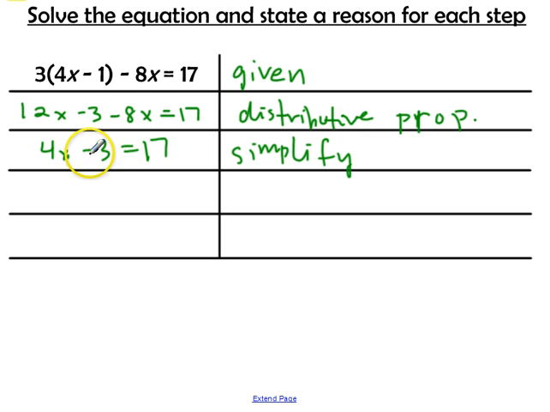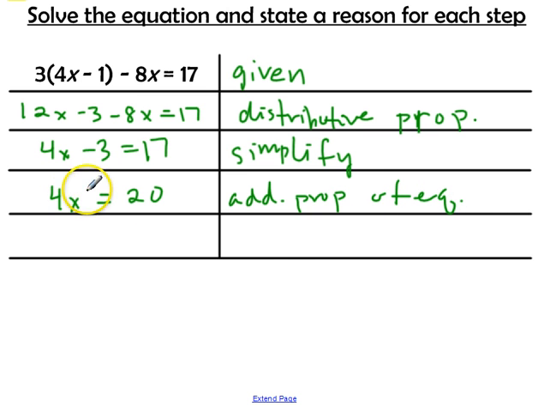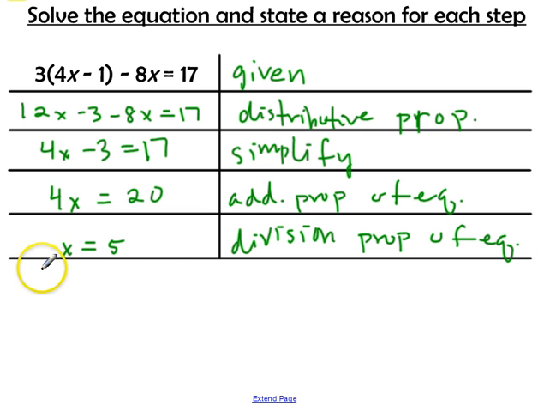Then, the next step you would do is add 3 to both sides. So if you add 3 to both sides, we're adding the same number on both sides of the equation. That's the addition property of equality. And then lastly, to isolate x, you would divide both sides by 4 to get x equals 5, and that's using the division property. And that's how we got to our answer.